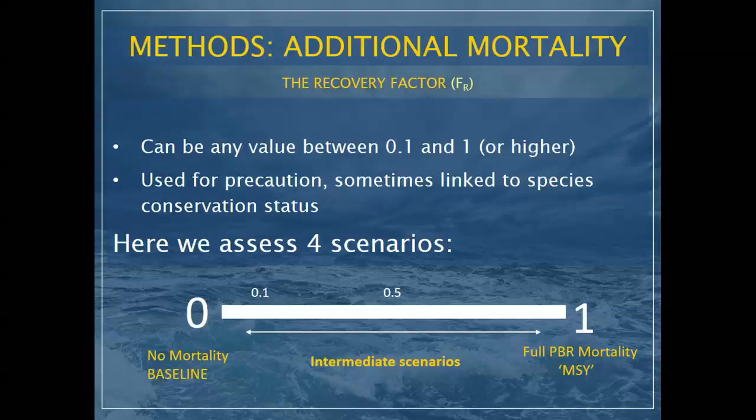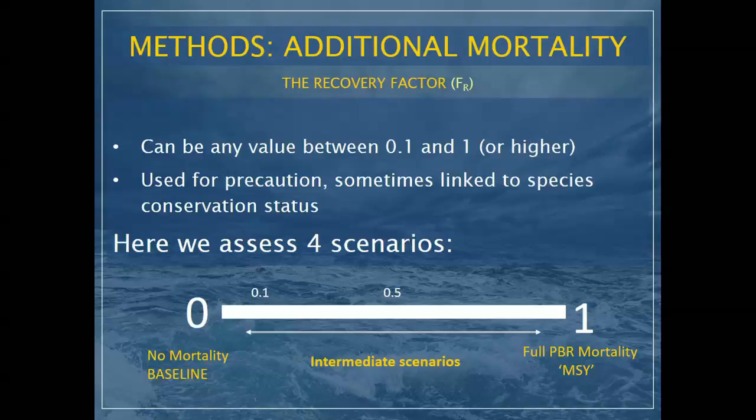So if I was to run a PBR on a population of gannets, for example, and it comes back saying I can remove 400 individuals, that's an FR factor of 1. If I apply an FR factor of 0.1, I'll only remove 40. So you can see how it affects the numbers you're actually removing. I wanted to look across four scenarios on a sliding scale of increasing additional mortality and decreasing precaution. So I wanted to look at a baseline, which was no mortality, then FR factors of 0.1, 0.5, and 1, respectively.